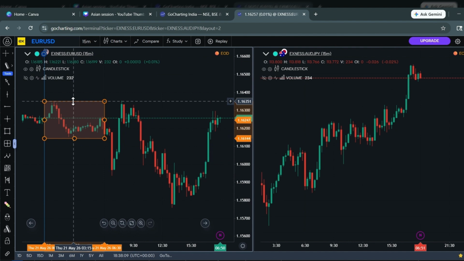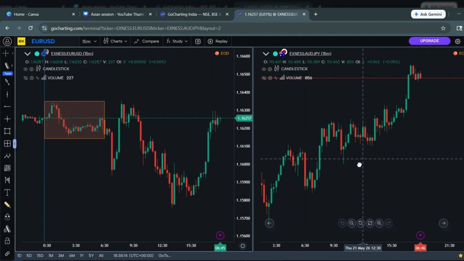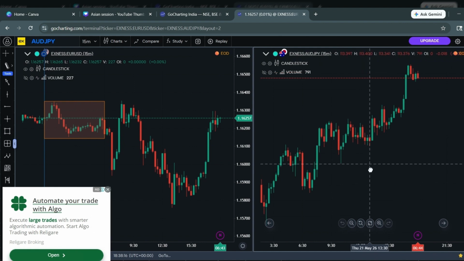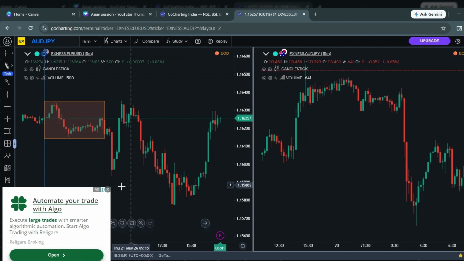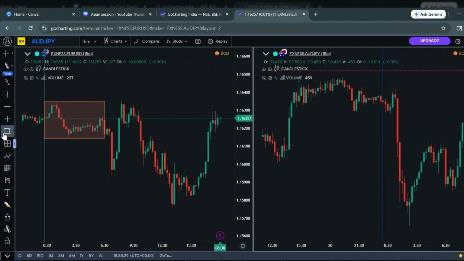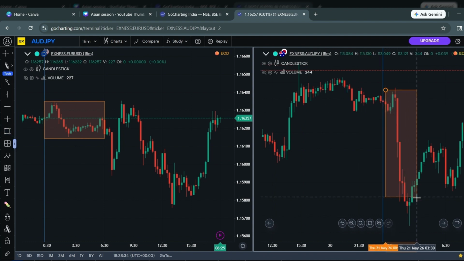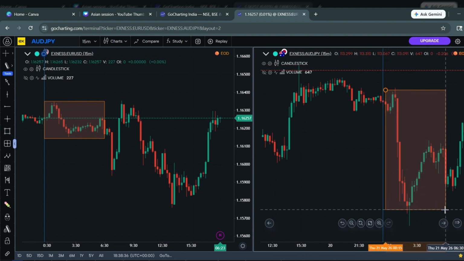On Aussie JPY, let's mark Asian range. First, let's mark vertical line on 0 GMT. Again, let's mark Asian range. This is Asian session.